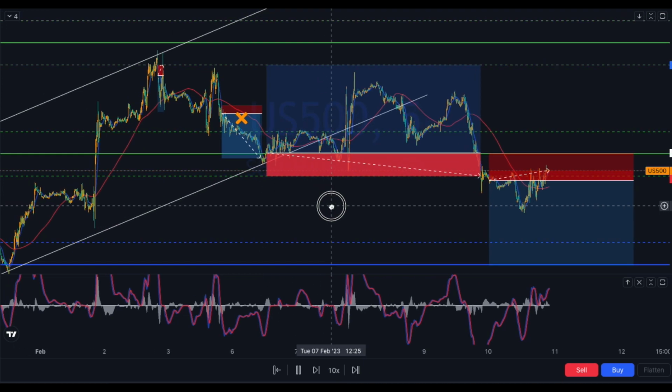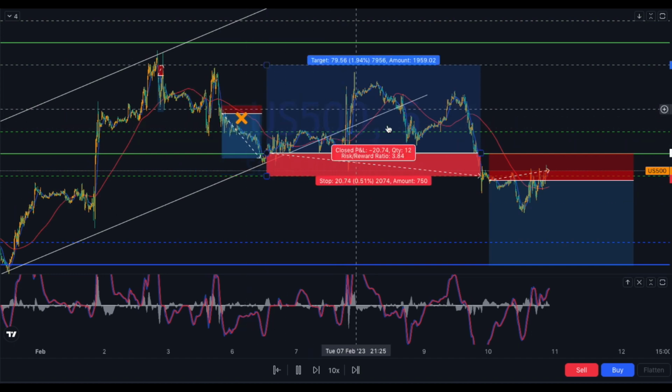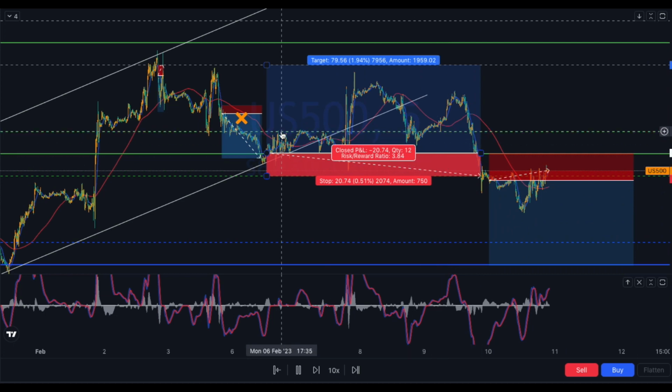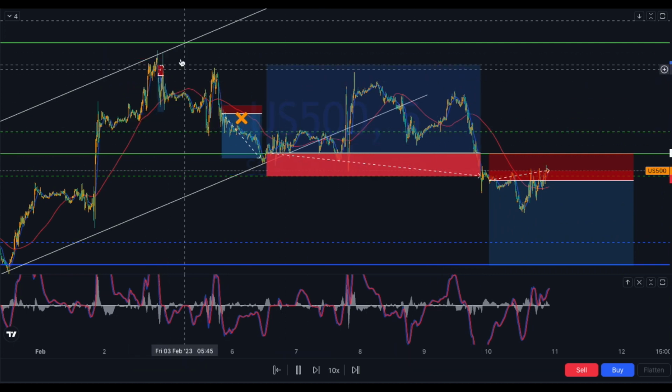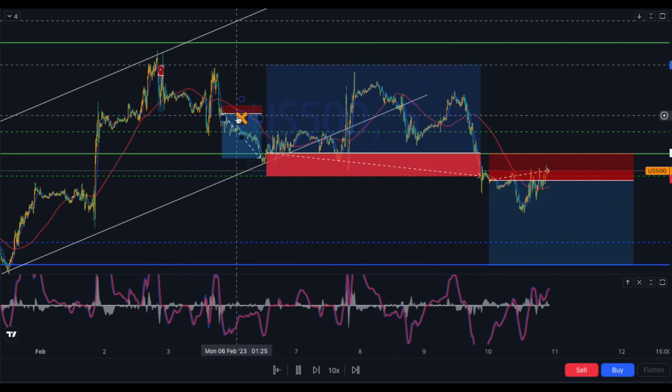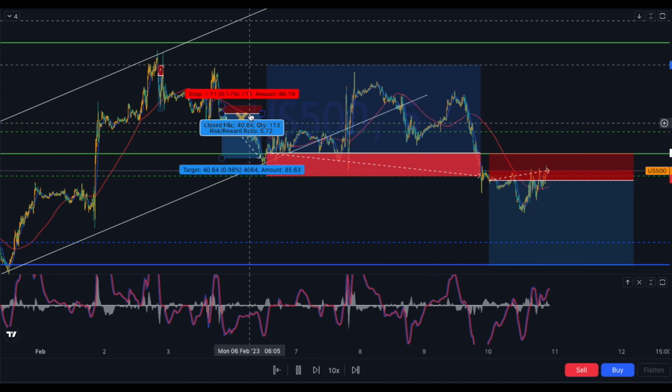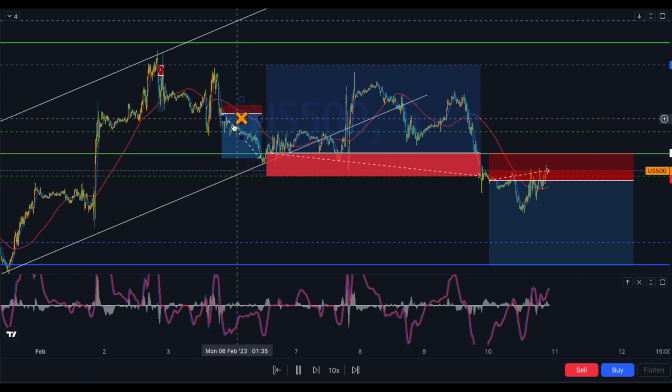So in all fairness, these trades over here, if I was doing them in real life, I would have won every single one with the exception of this one. This one was a genuine loss, but these ones I would have won. This one here, I don't think I would have taken this trade because it was outside of the zone that I normally like to trade in. So this one here would have been a loss as well.